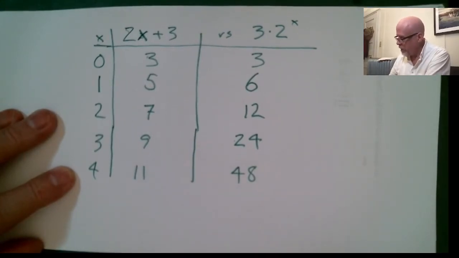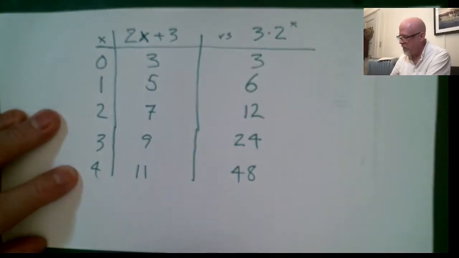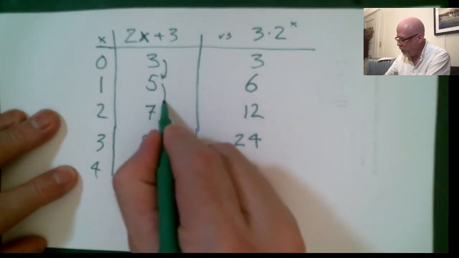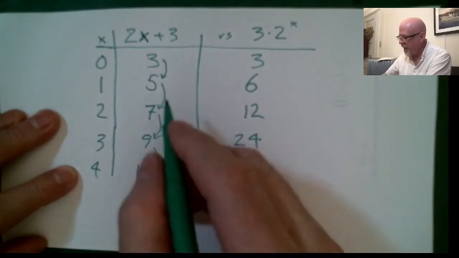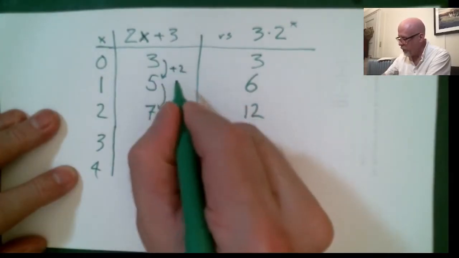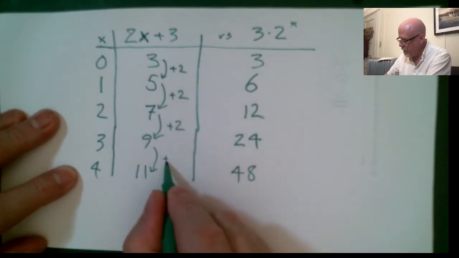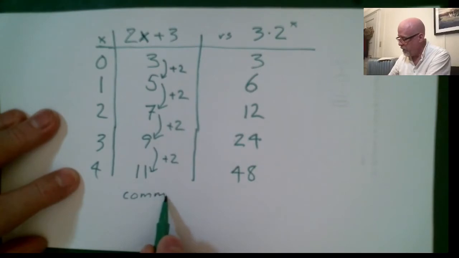So if you imagine you didn't have the formulas and you just had these data, what you do is look at how they change from one value to the next, and you'll see that the common behavior is that you add two every time. And so we say there's a common difference in that column, and it's 2.